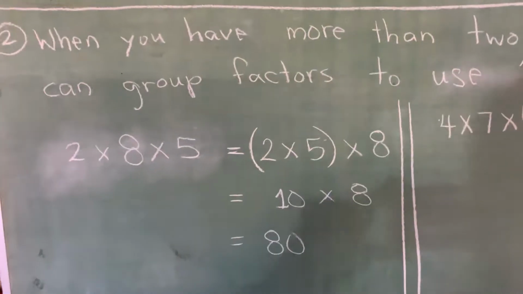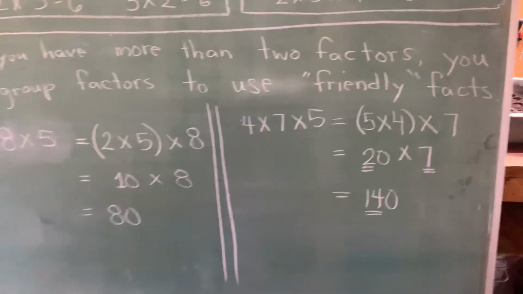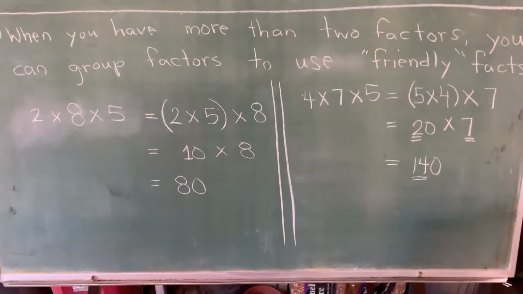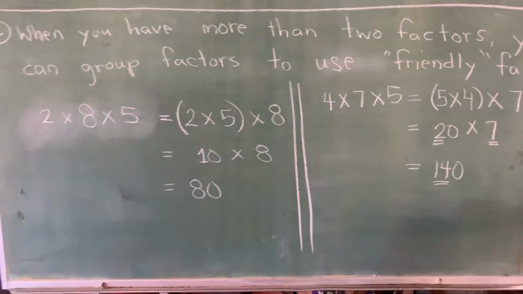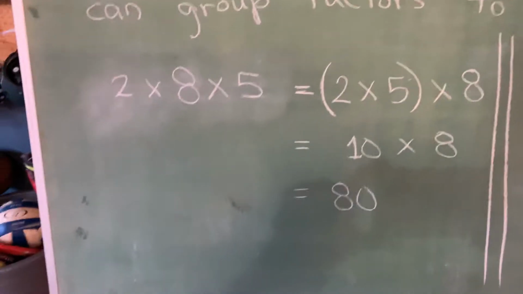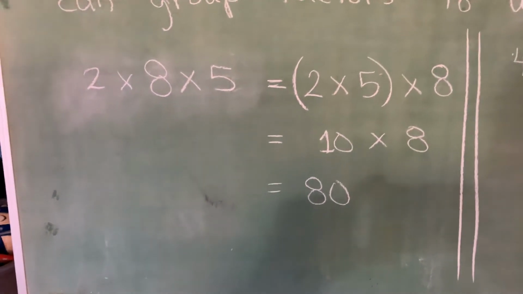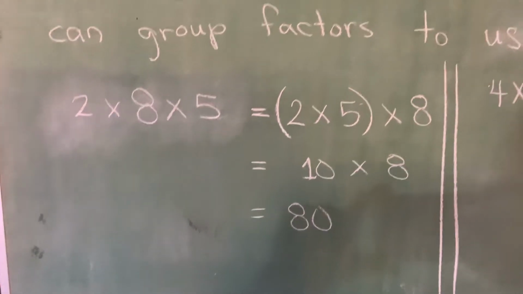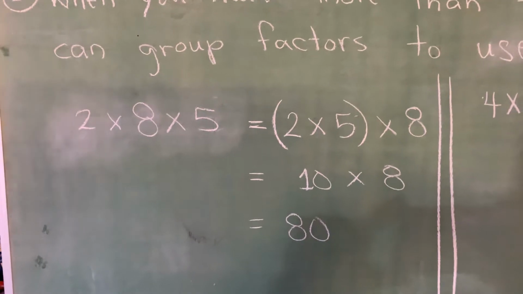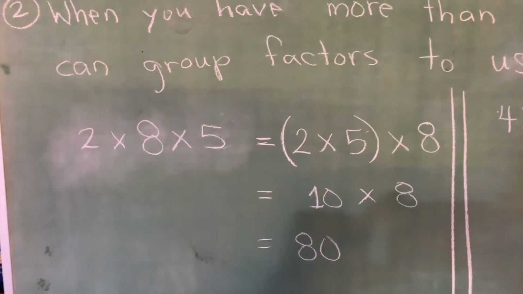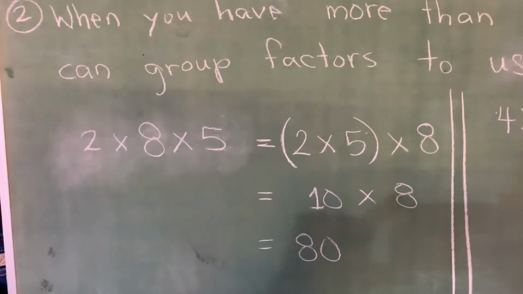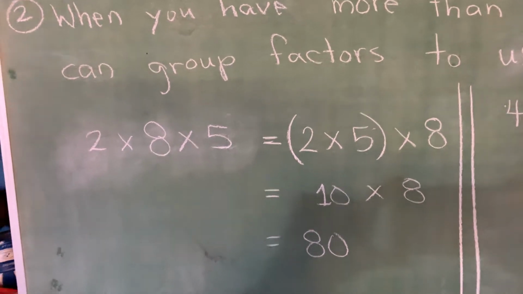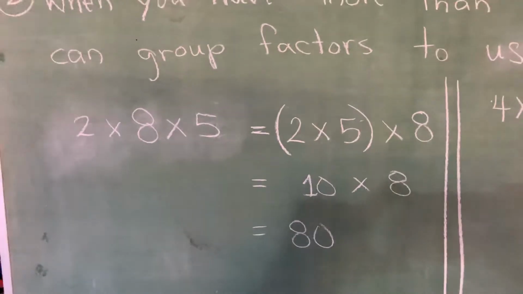The lesson here is when you have more than two factors, you can group factors to use friendly facts. So for example, I put two different strings of factors together over here. Let's focus on this one, 2 times 8 times 5. For those of us who have our facts memorized and we're masters at these, it might be simple just to do it straight through. 2 times 8 is 16, but then you're really stretching yourself to do 16 times 5, where we could do it mentally by flipping the 5 together with the 2 and doing that fact first.